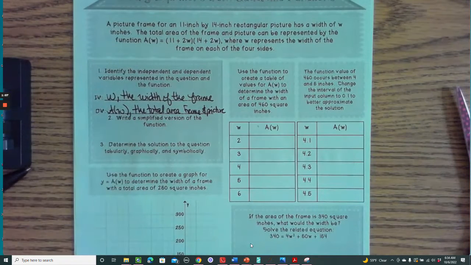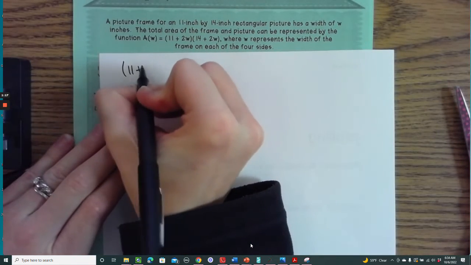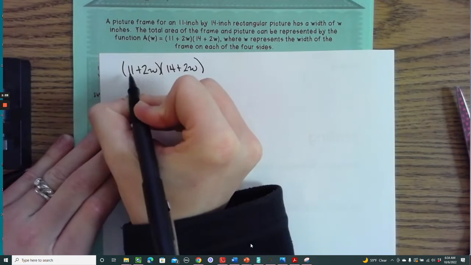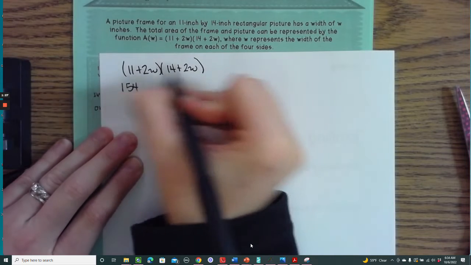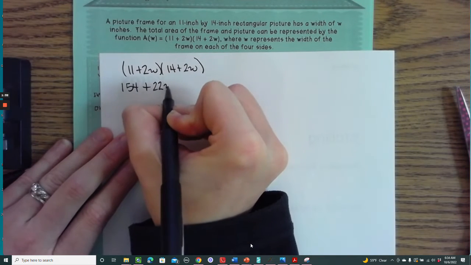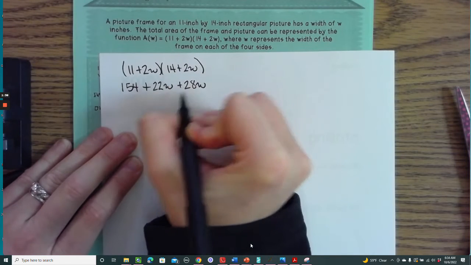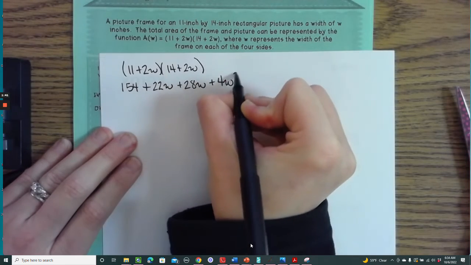So we're going to write a simplified version of this function. So to do that, 11 plus 2W times 14 plus 2W. So 11 times 14 is 154. 11 times 2W is 22W. 2W times 14 is 28W. And then 2W times 2W is 4W squared.